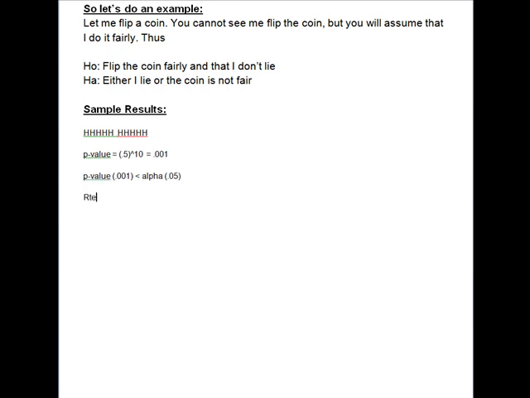So I'll reject H0, and go with that it was either lying or that the coin was not fair. Maybe it was a trick coin. Reject H0 and conclude that either it was lying or that the coin was not fair. Okay? That is the basic idea of hypothesis tests.